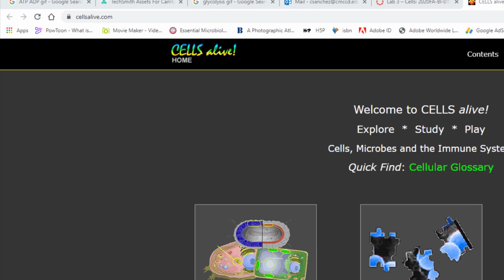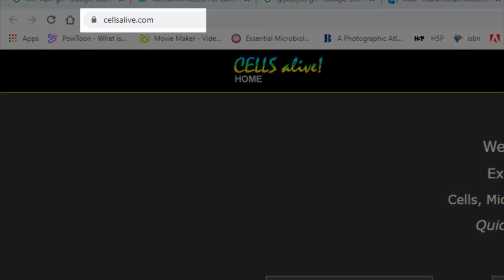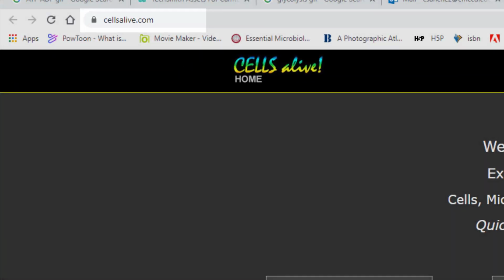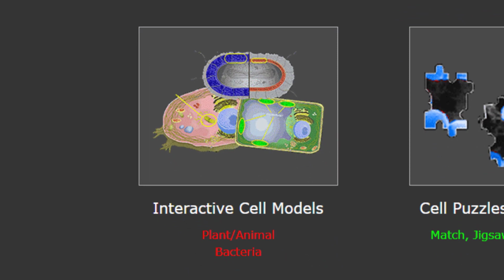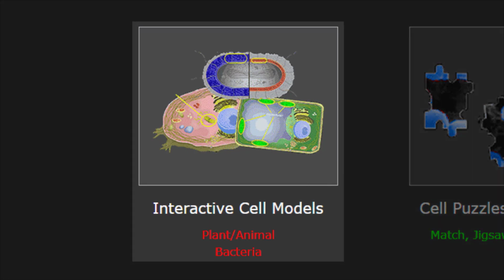In order to do this laboratory, you will need to go to cellsalive.com, and you do not need to have Flash Player enabled to do this activity. We will be looking at 3 different cells and comparing their anatomy with one another. We will be looking at plant cells, animal cells, and bacterial cells.